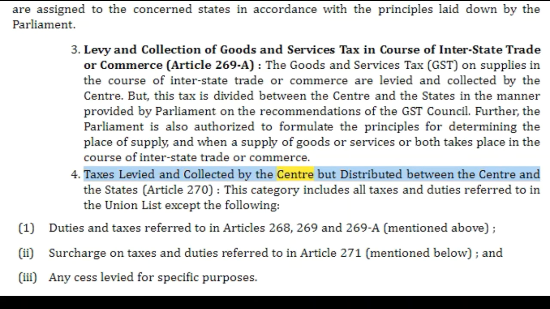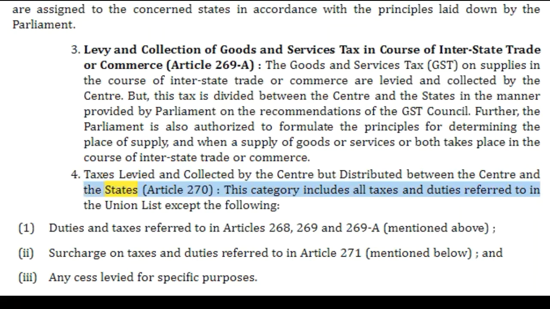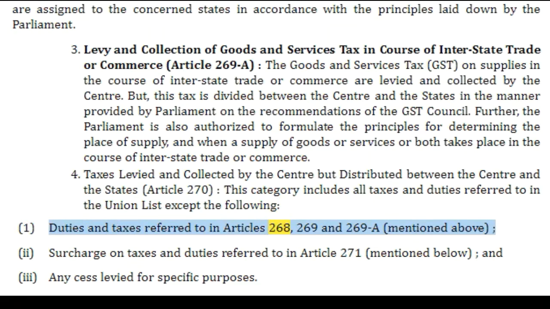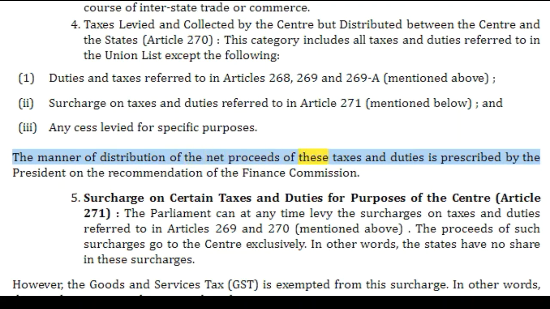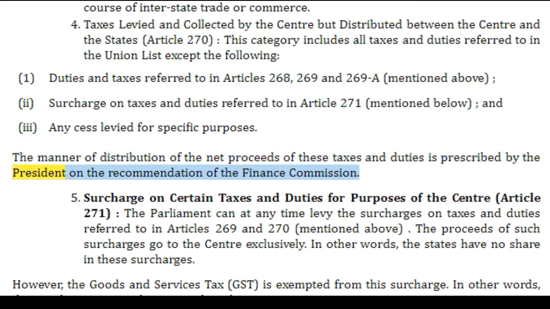Taxes levied and collected by the center, but distributed between the center and the states, Article 270. This category includes all taxes and duties referred to in the Union List except the following. 1. Duties and taxes referred to in Articles 268, 269, and 269-A, mentioned above. 2. Surcharge on taxes and duties referred to in Article 271, mentioned below, and 3. Any cess levied for specific purposes. The manner of distribution of the net proceeds of these taxes and duties is prescribed by the President on the recommendation of the Finance Commission.